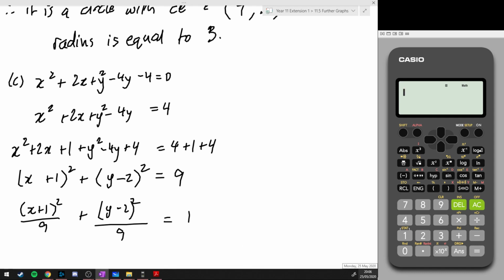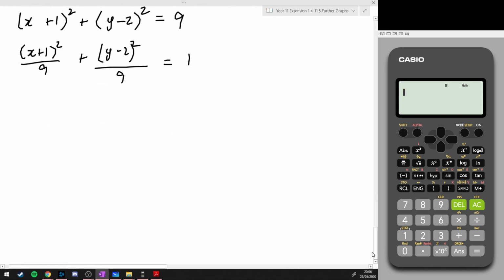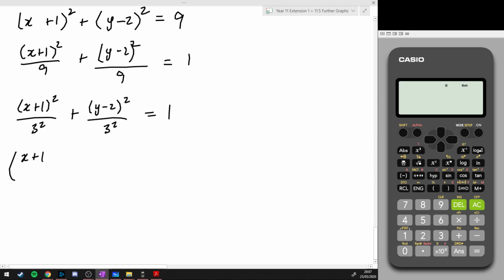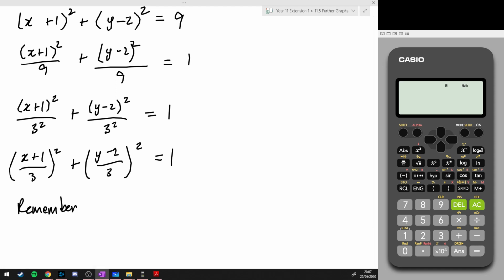Once I divide everything by 9, I'm going to turn this back into squares. 9 is the same as 3 squared. So this is going to be (x plus 1) all squared over 3 squared plus (y minus 2) all squared over 3 squared. The reason I want the squares on the bottom and the top is that I can now rewrite this as (x plus 1 over 3) all squared plus (y minus 2 over 3) all squared, and that's equal to 1.